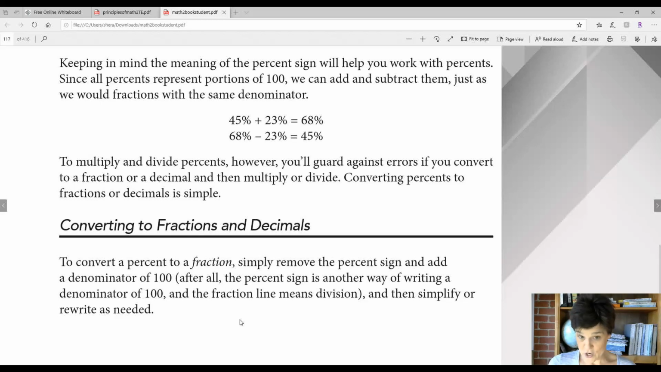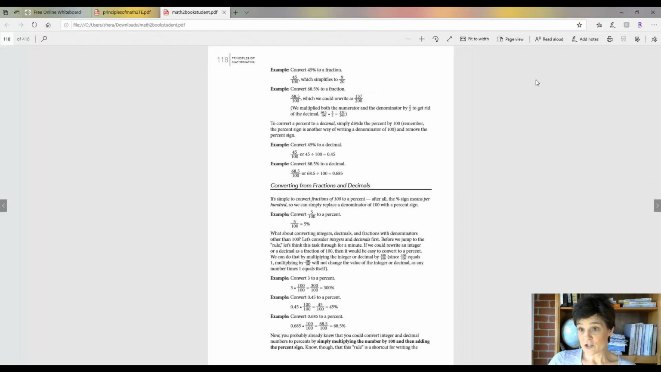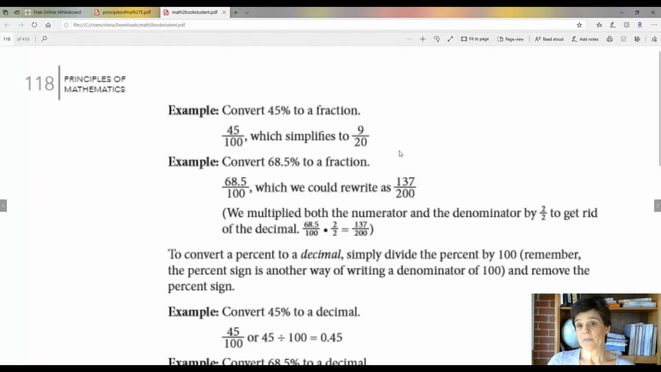To convert a percent to a fraction, simply remove the percent sign and add a denominator of 100, because that's what the percent sign means. And then you just simplify or rewrite as you need to. So let's look at the next page. Here's an example. Converting 45% to a fraction is 45 over 100. That simplifies to 9/20.